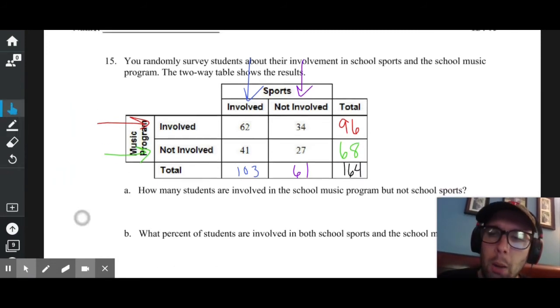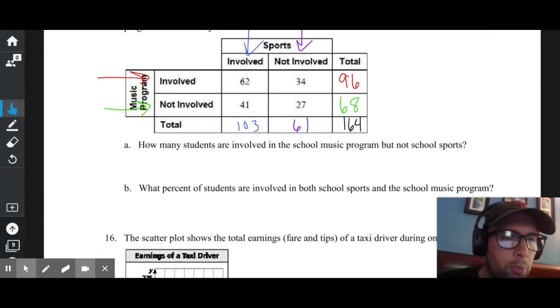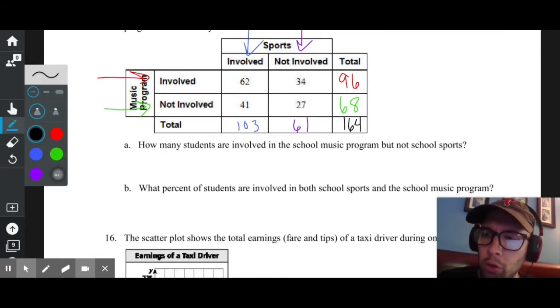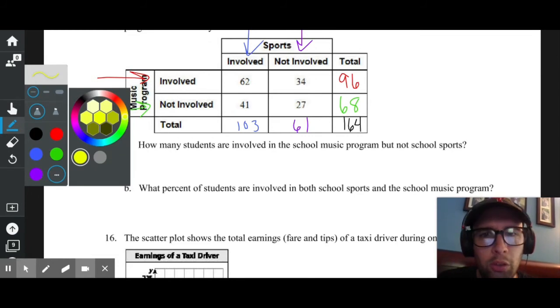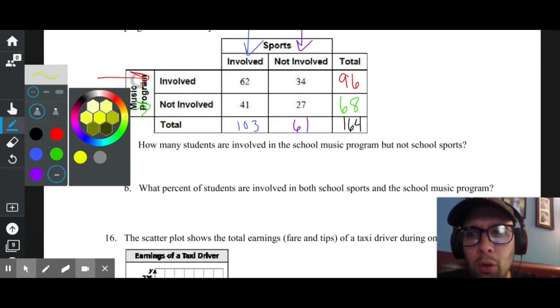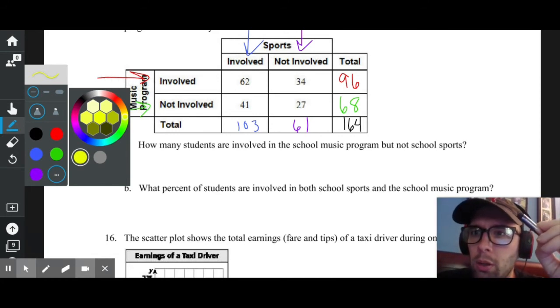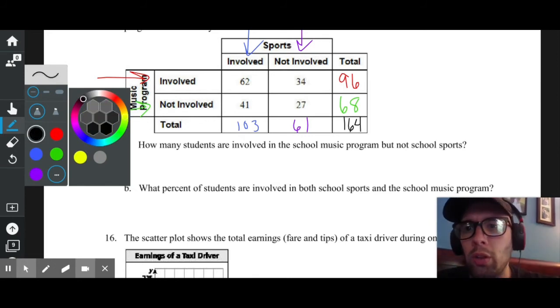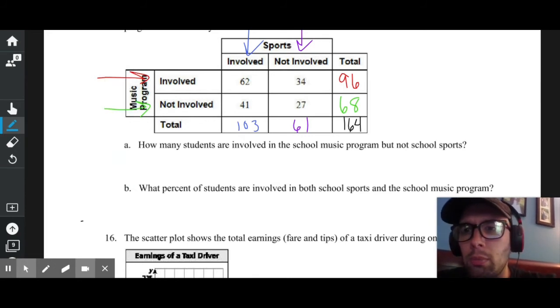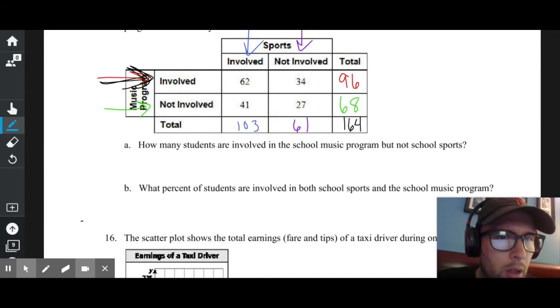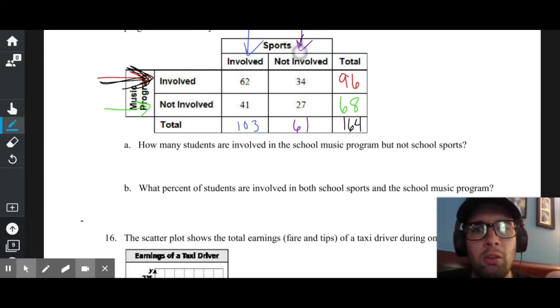How many students are involved in the school music program but not school sports? So involved in school music program. Oh, it won't let me do it. That's very weird. All right, well, we'll just use a regular color. Involved in the school music program. What did it say? Not in school sports. Not in school sports is going to be 34.